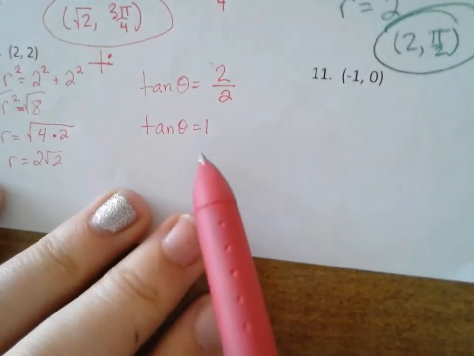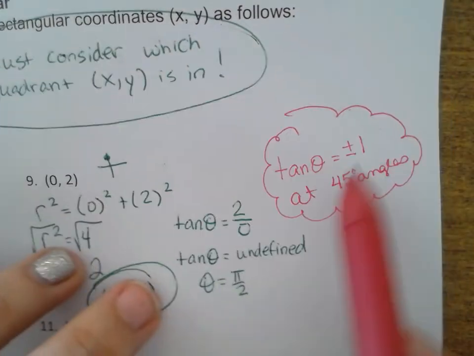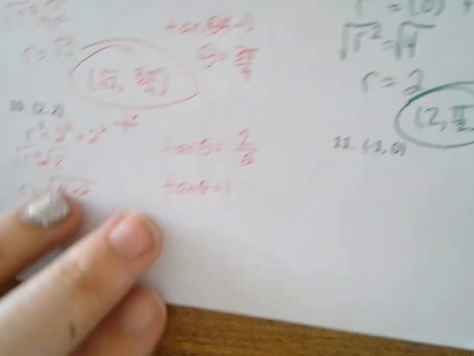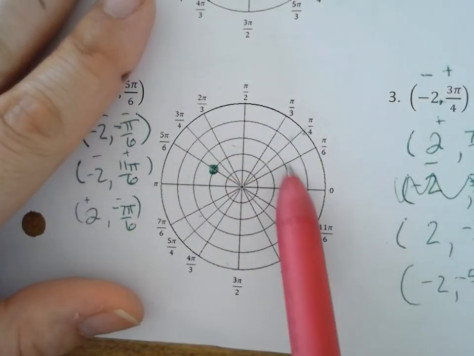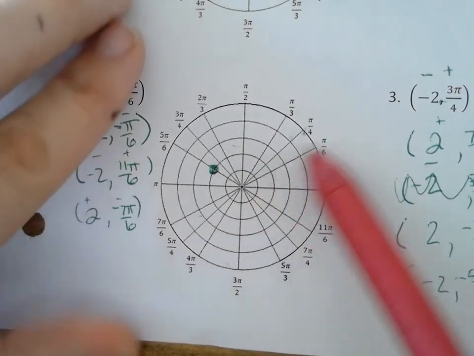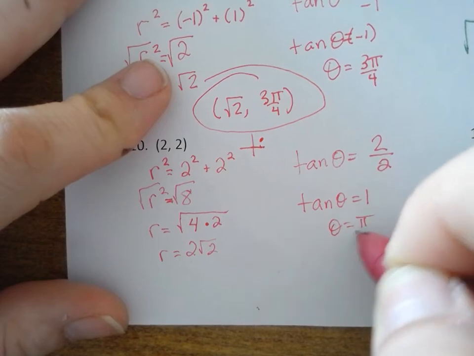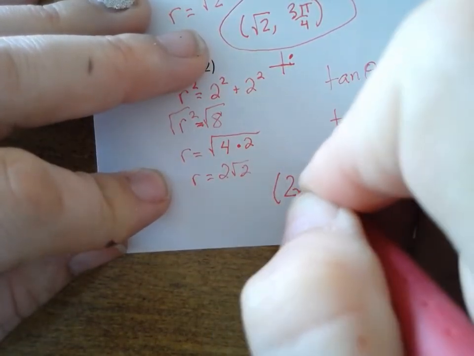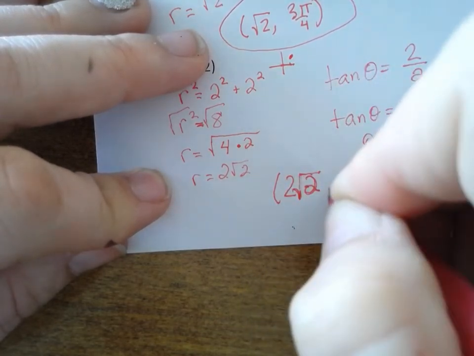What is the angle that has a tangent value of 1 in quadrant 1? Pi over 4, right? Where in my first quadrant do I have a 45-degree angle? And that would be pi over 4. So, theta equals pi over 4. My lovely answer is 2 square root 2, comma, pi over 4.